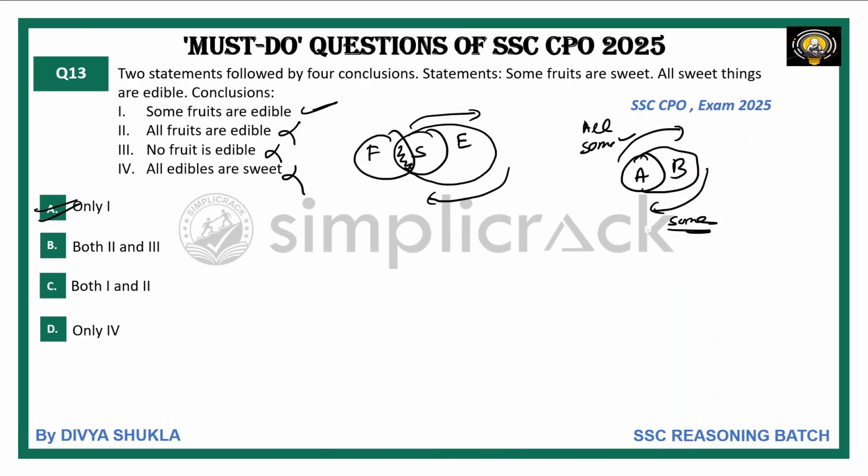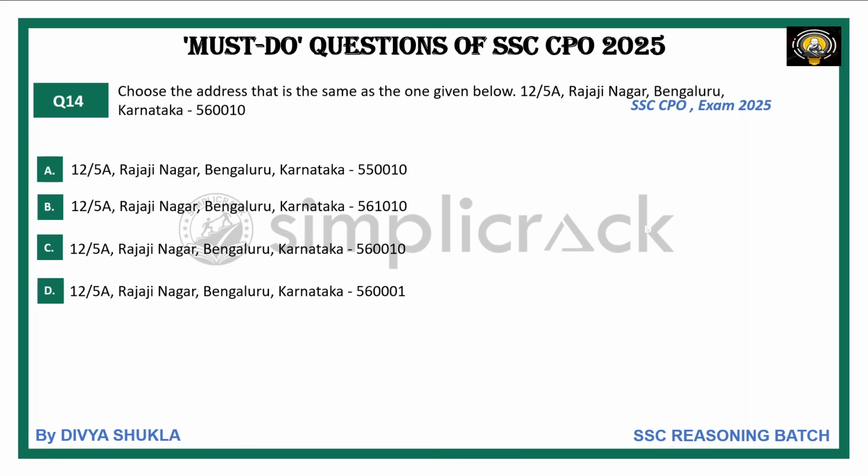Let's see the next one. Choose the address that is the same as the one given below. So I have 12/5A Rajaji Nagar, Bengaluru, Karnataka 560010. So eliminate option A. Why? Because it has 550010. Eliminate this. Eliminate option D.